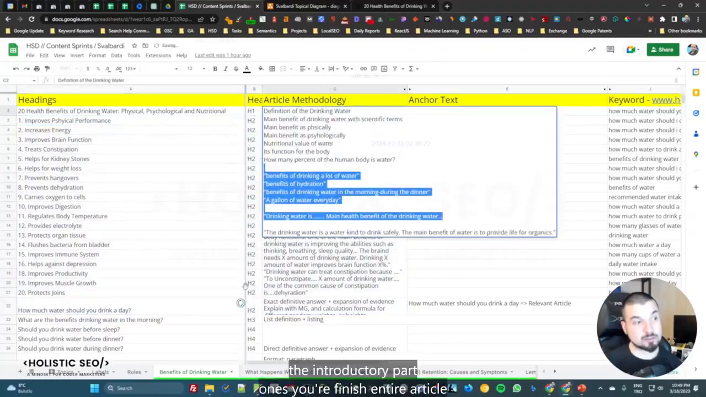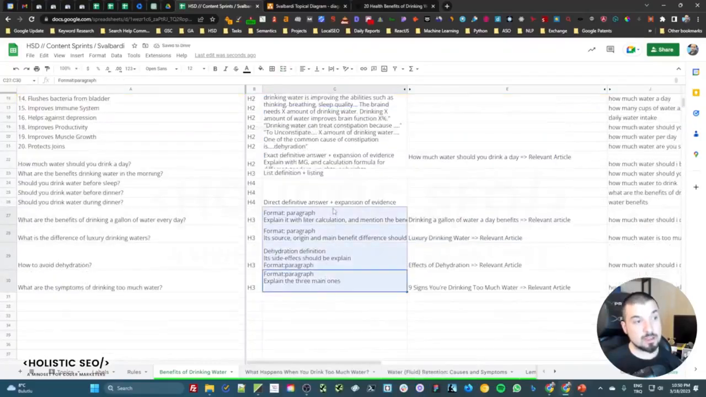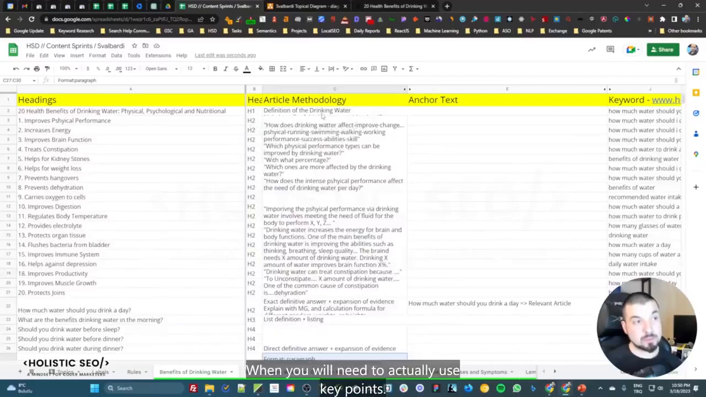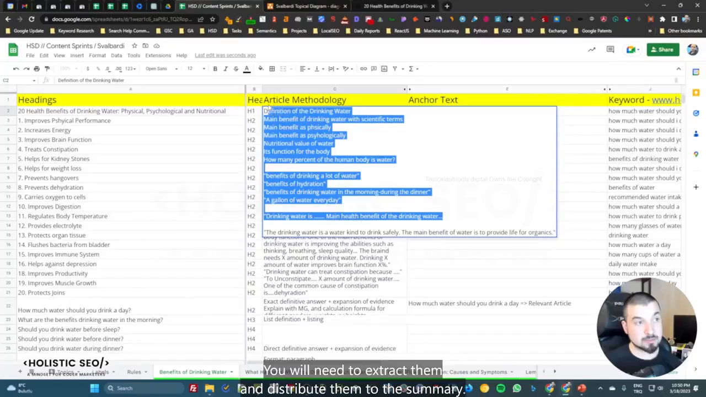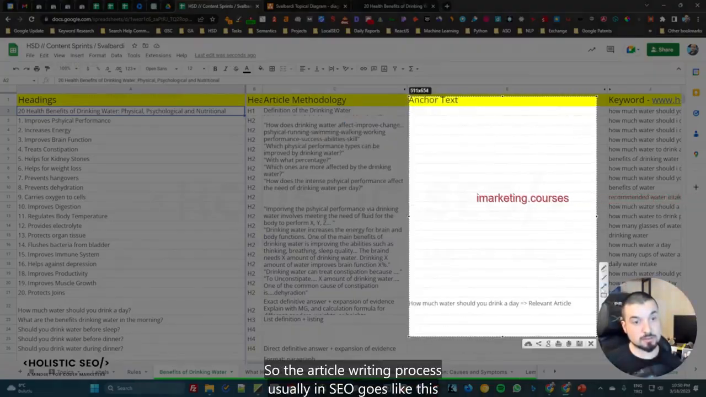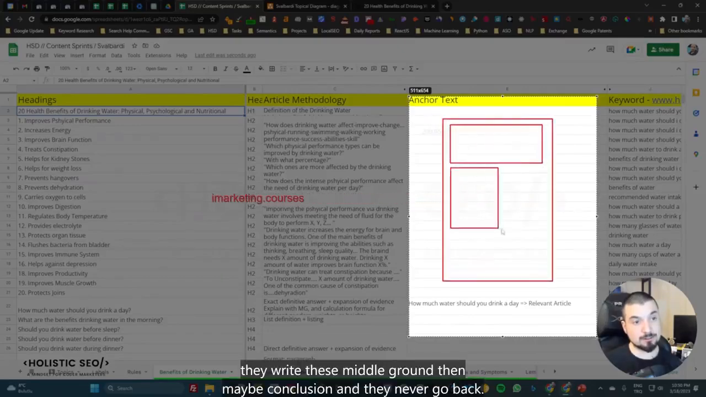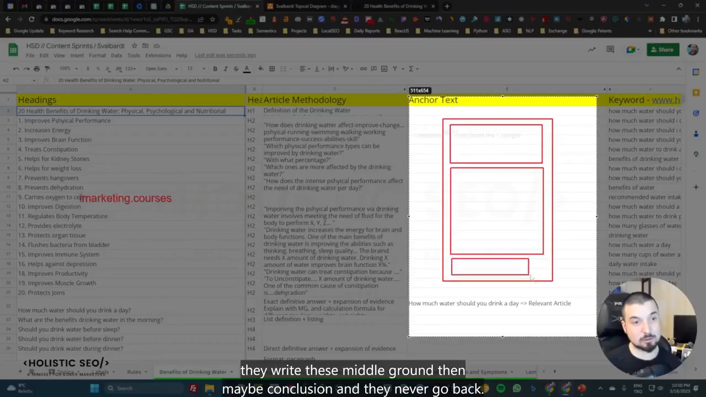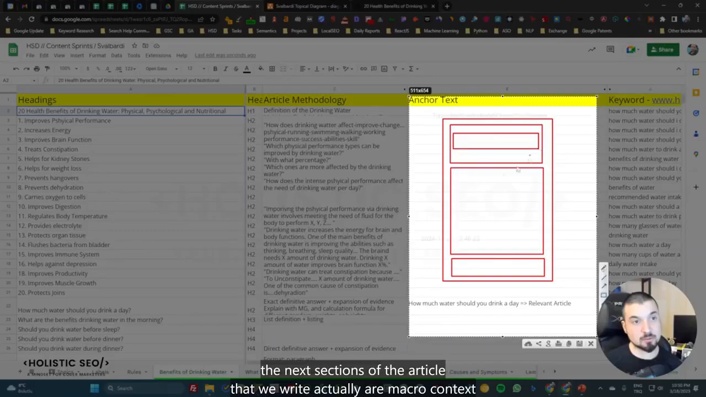Once you finish the entire article, you will need to check the introductory part and the conclusion part one more time. Then you will need to actually use key points. You will need to extract them and distribute them to the summary. So the article writing process usually in SEO goes like this. If this is the web page, usually people write here, then they write this middle ground, then maybe the conclusion, and they never go back. So in our situation, we write a kind of abstractive summary by actually imagining the next sections of the article.